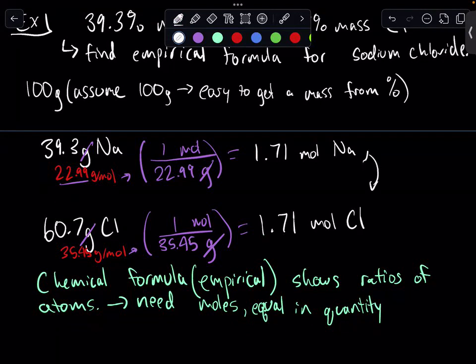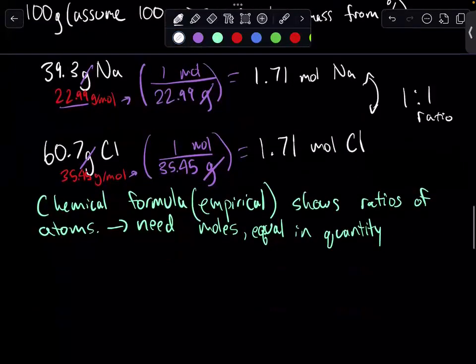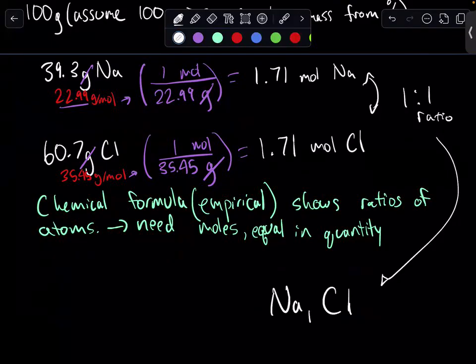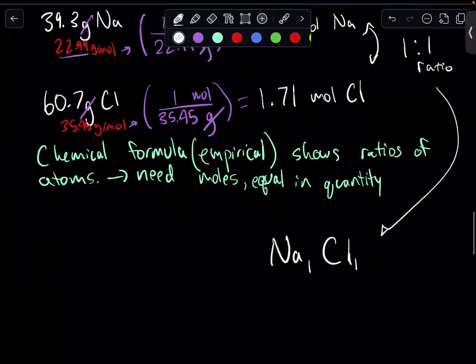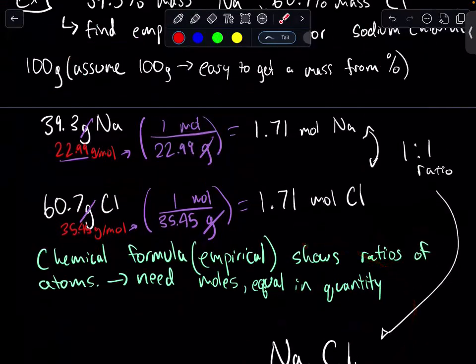What I notice is these two mole values are the same, which means they come in a 1-to-1 ratio. Therefore, my empirical formula is Na1 to Cl1. And scientists are lazy. We don't like to write subscripts of 1, so we just rewrite that as NaCl. So sodium chloride or table salt has the ratio of 1 sodium to 1 chlorine, and we have found that out by doing math of the percent mass found in a sample.